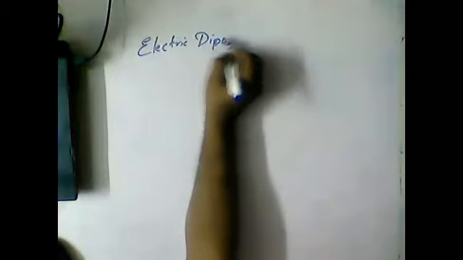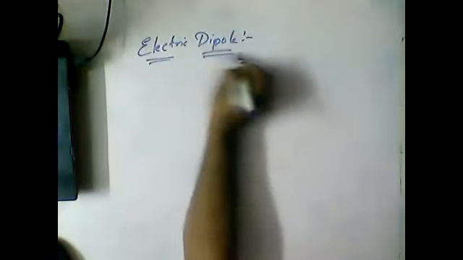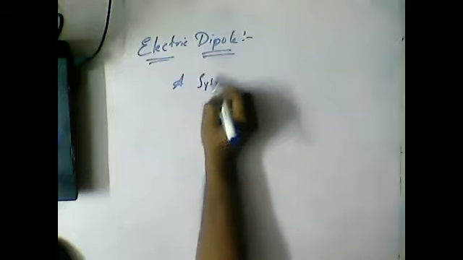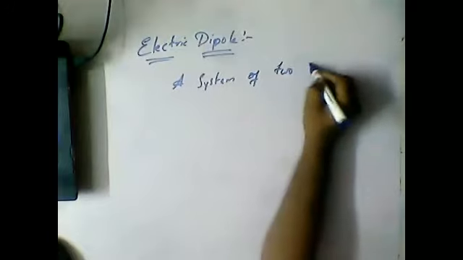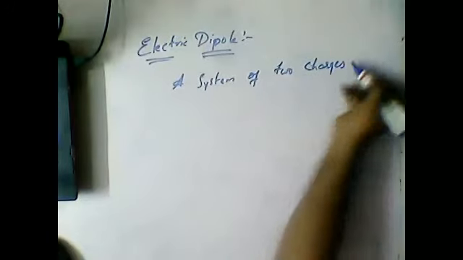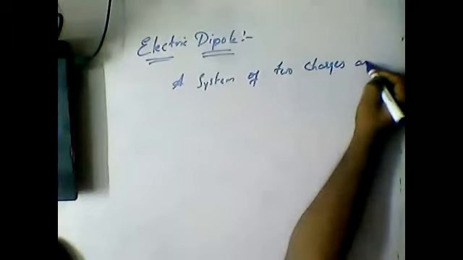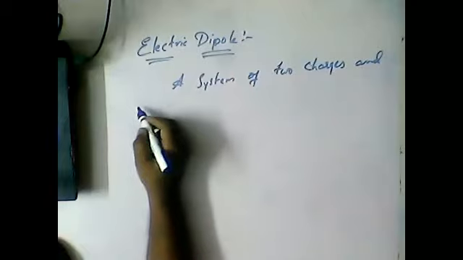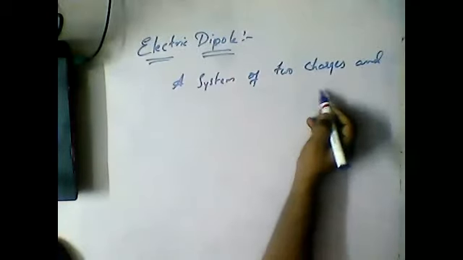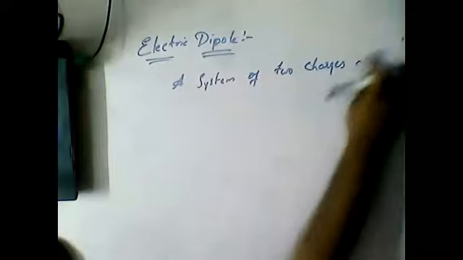Okay, guys, now we will discuss the electric dipole. What do you mean by the word electric dipole? It is a system of two charges, equal and opposite. So two charges, okay, yeah, we get this.